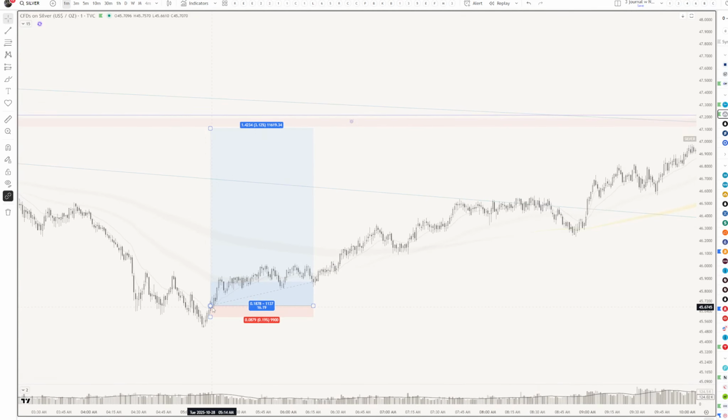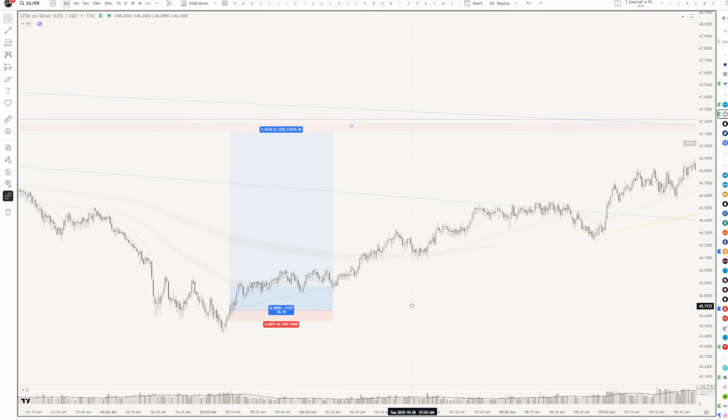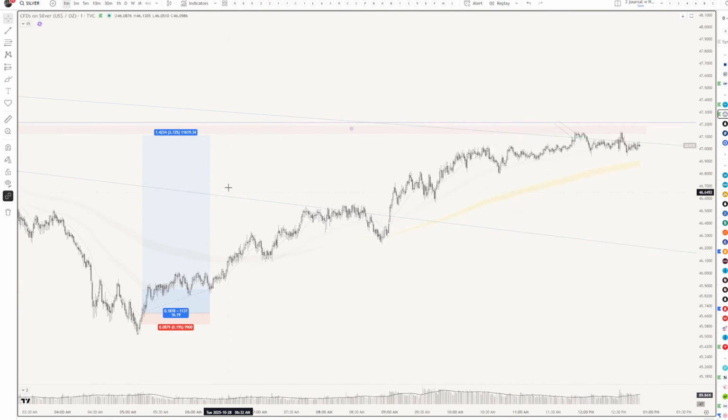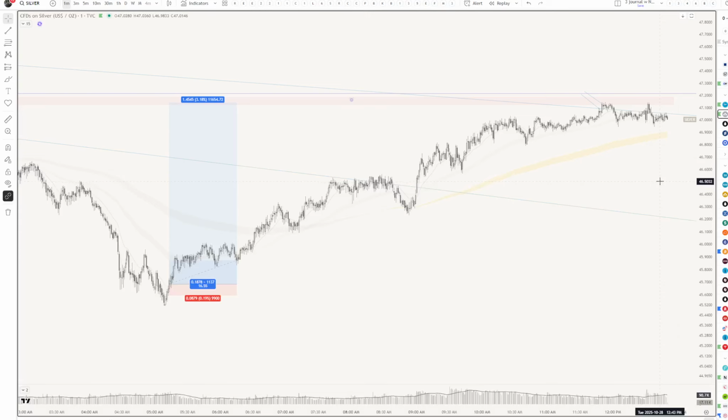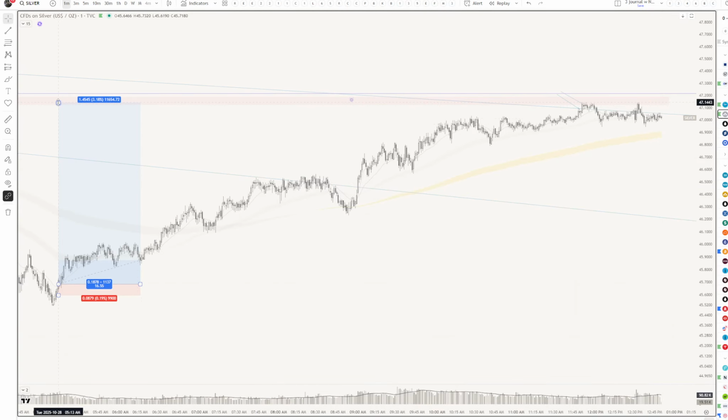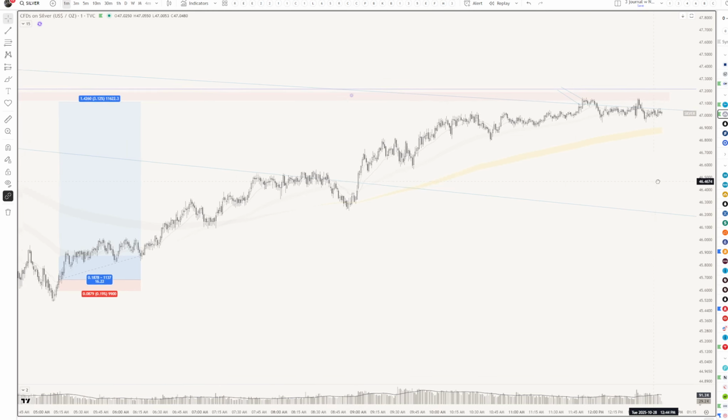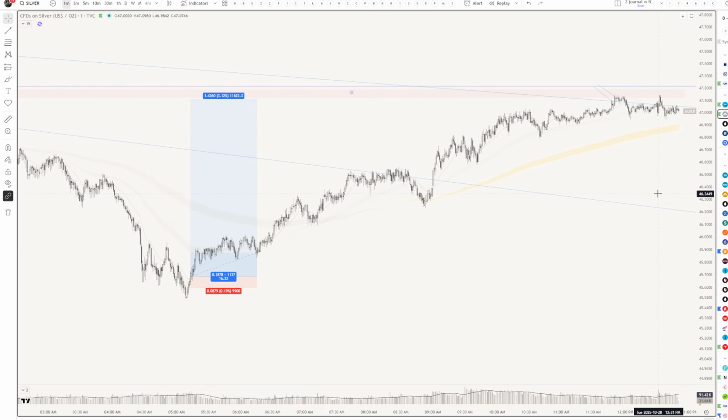Of course you don't always get to buy here if you're not ready, but I was ready. And this is my first sell around 16, and this one was 16.5. Let's draw it somewhere in between, and we get 16.2. So this is a pretty good trade.